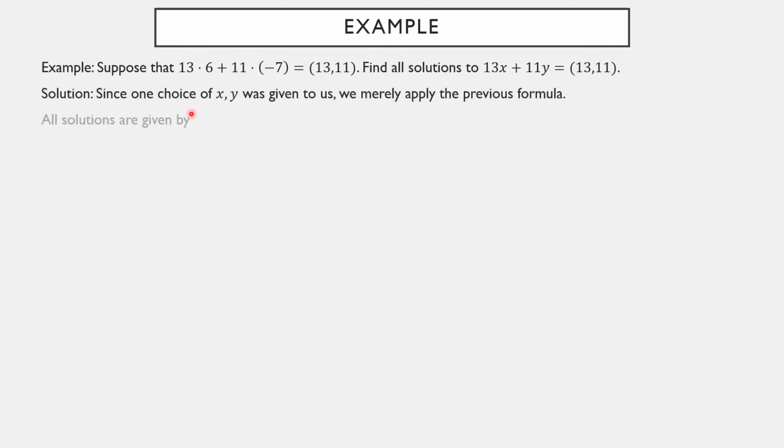Well, one choice of x and y was given to us, so we just apply the previous formula. x is the one thing I found plus the other coefficient 11 times k over the GCD, and y is the one factor that we were given minus the other coefficient of 13 times k over the GCD. The GCD of 13 and 11 is just 1, and here we have it. Any x, y of the form x is 6 plus 11k and y is negative 7 minus 13k will give us a pair that will satisfy 13x plus 11y is 1.